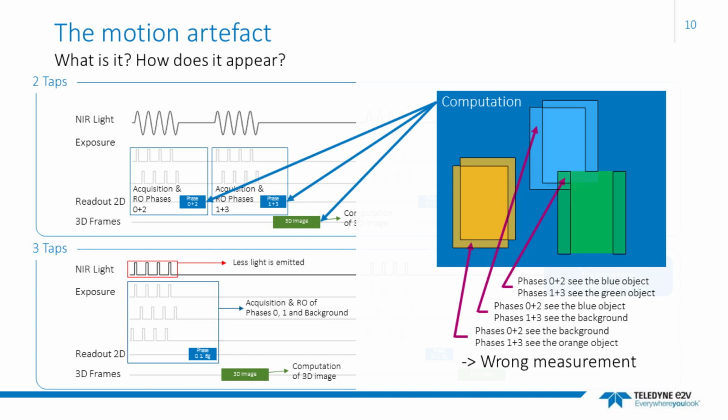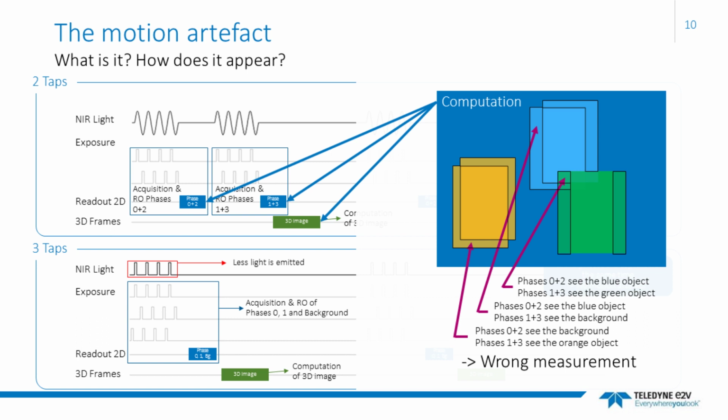With a 3-tap sensor using pulse time of flight, such as Teledyne 1, the acquisition and the readout of the 2 phases plus the background are done in parallel. Then the computation of the 3D image is done. This has several advantages. First, less light is emitted, which allows us to reduce the average power consumption, to emit more light to see further, or to increase the precision while staying safe. Secondly, since all the phases are captured at the same time, there are no motion artifacts.